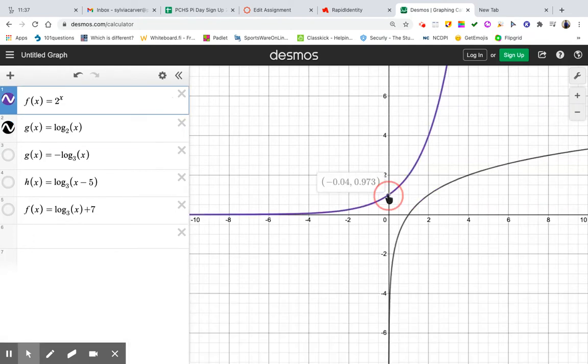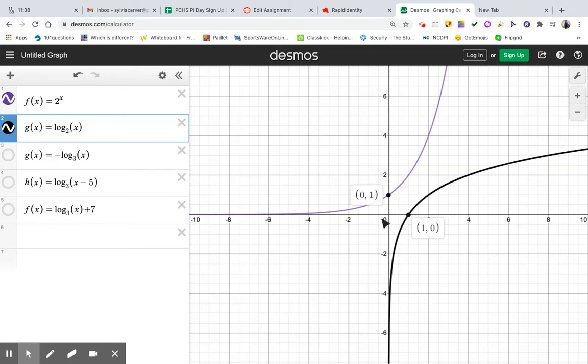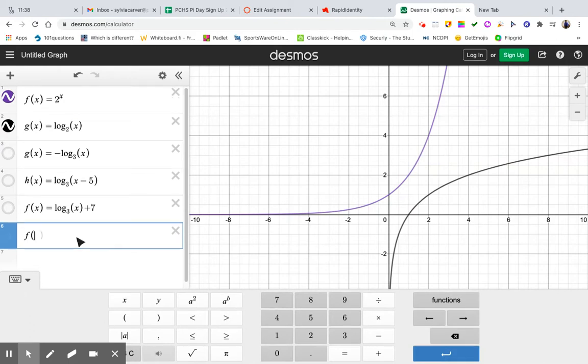So if we find a point here, look at this point here. So this point here is (0, 1). So it has a y-intercept at (0, 1). Inverses, you switch the x and y around. So now my new point is (1, 0). And notice (1, 0) pops up right there. So they are inverses of each other. Even look at their shape. So inverses reflect across the line y equals x.